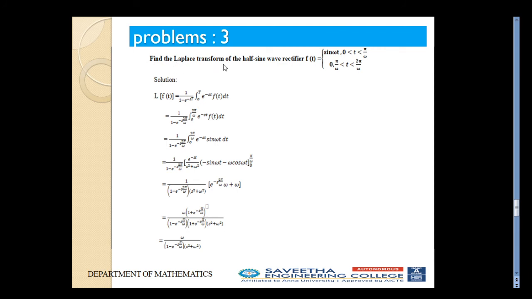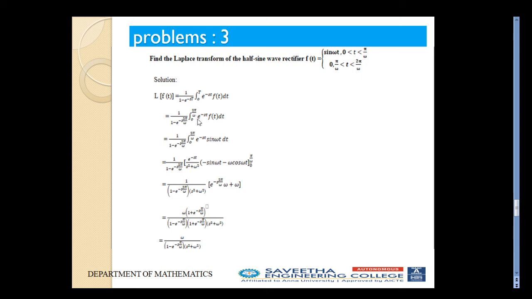Third problem: find the Laplace transform of the half sine wave rectifier, f of t equal to sin omega t for the interval 0 to pi by omega, and 0 for pi by omega to 2 pi by omega. So the total period is 2 pi by omega. This is the general formula: L of f of t equals 1 by 1 minus e power minus Ts, integral 0 to capital T, e power minus st f of t dt. The capital T is nothing but the total period, 2 pi by omega.